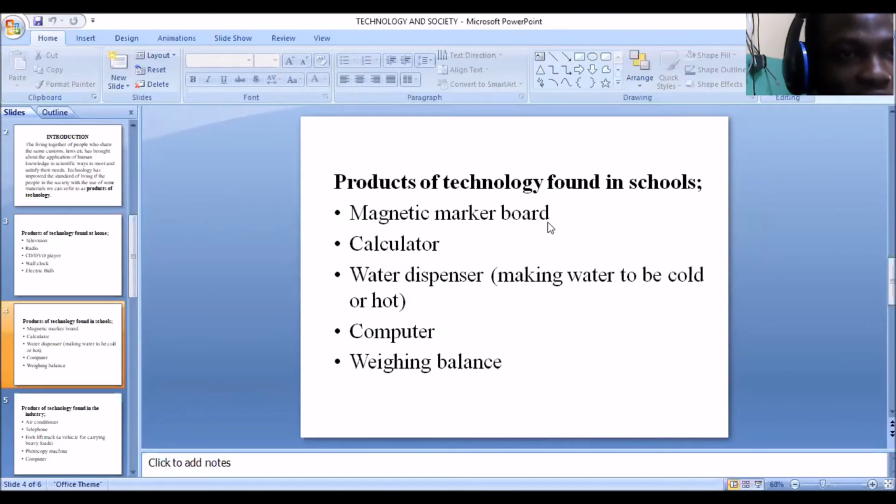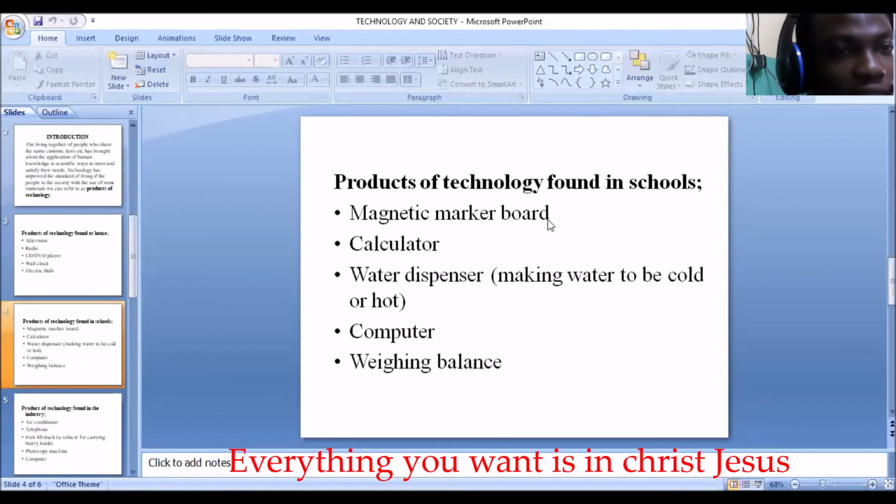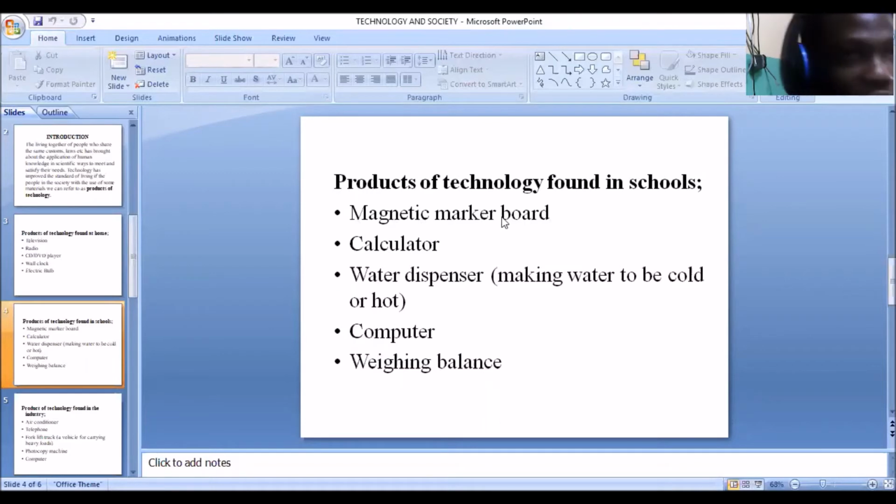They use blackboard, and for you to write on a blackboard, you use a chalk. Now you notice that when you want to clean this chalk off, the particles of this chalk will be scattered in the air, and when you inhale these particles of the chalk, it goes into your system, most especially the lungs, and it causes disease. So it has been discovered that this is harmful to our health. So the invention of magnetic board now has helped to reduce this hazard. And this magnetic marker board is a product of technology.